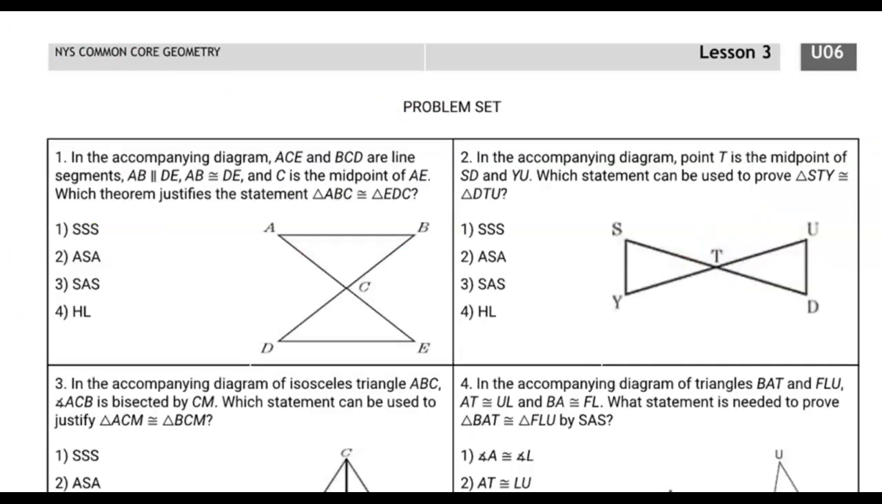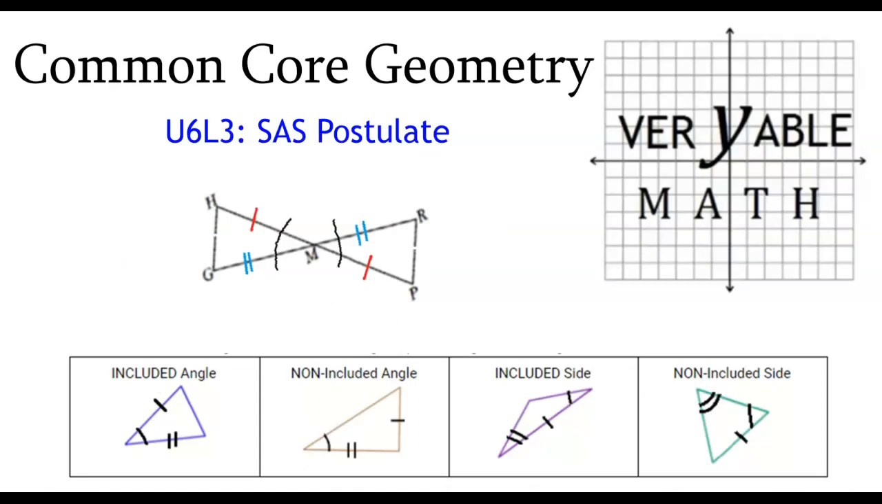You're going to be doing that during class. So we are done with this lesson. This lesson was Unit 6, Lesson 3, the SAS postulate, another shortcut in order to prove that two triangles are congruent. Good luck studying.